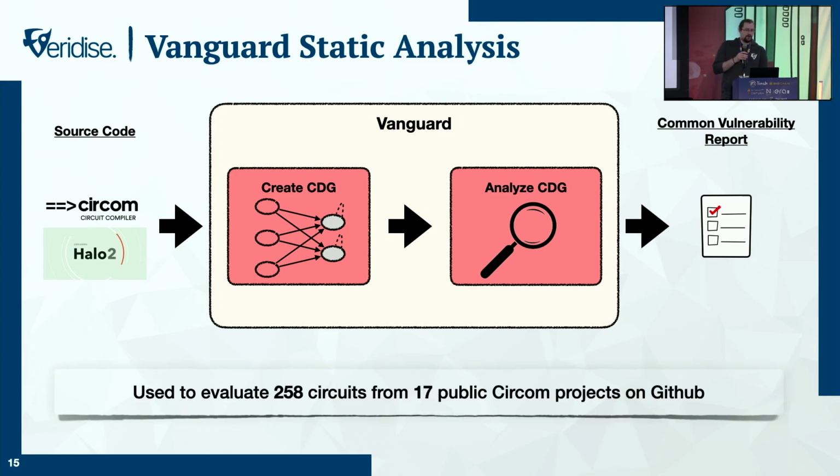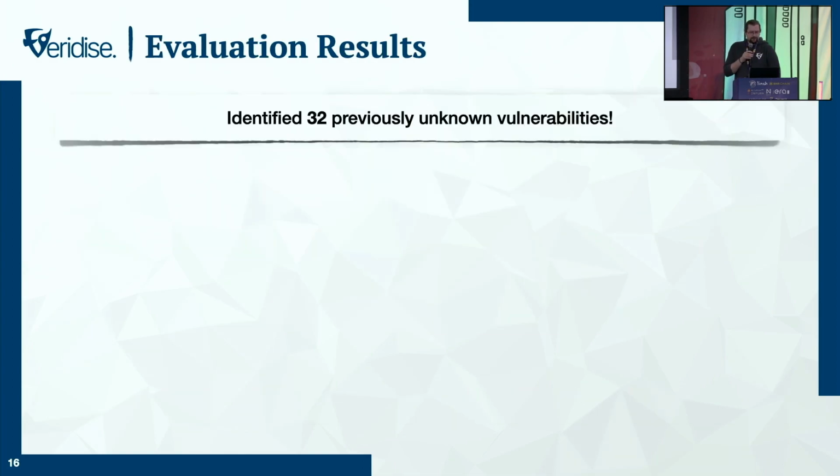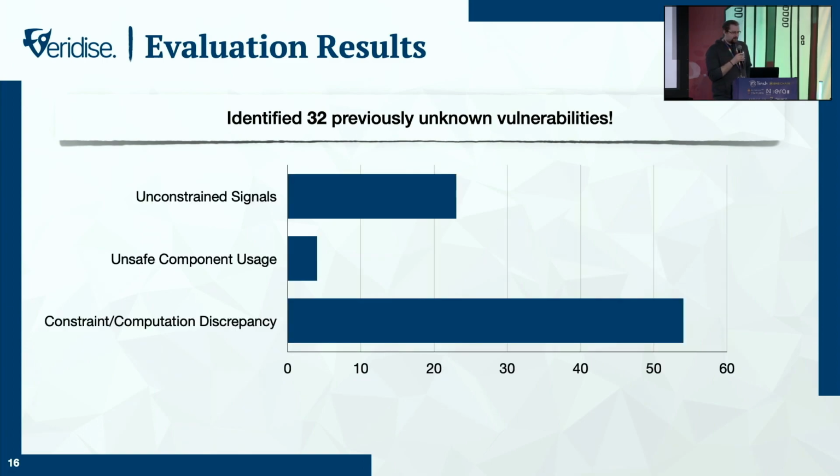And so this static analyzer can look for all of the bugs that we talked about previously, and so we used it to analyze 258 circuits from 17 public Circom repositories on GitHub. And this is what we found. So first of all, we identified 32 previously unknown vulnerabilities in these public projects, and these are the results that we ended up getting, which is pretty interesting.